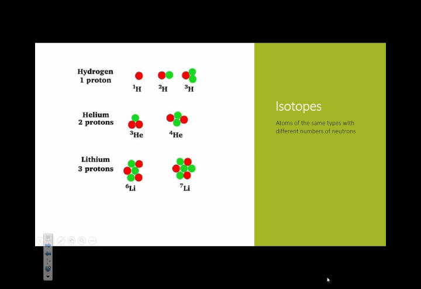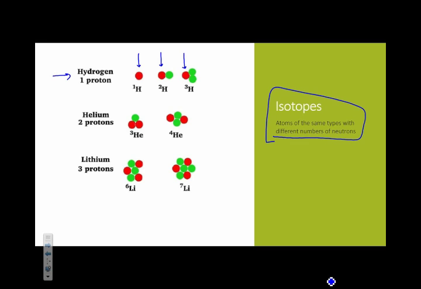So the deal with isotopes is that these are atoms of the same type, but they have different numbers of neutrons. I've got a picture here that I found of hydrogen and helium. Let's just take a look at the hydrogen first. These red balls are my number of protons. Notice that in each case, I have one proton. We know that the number of protons tells me the identity of the atom.